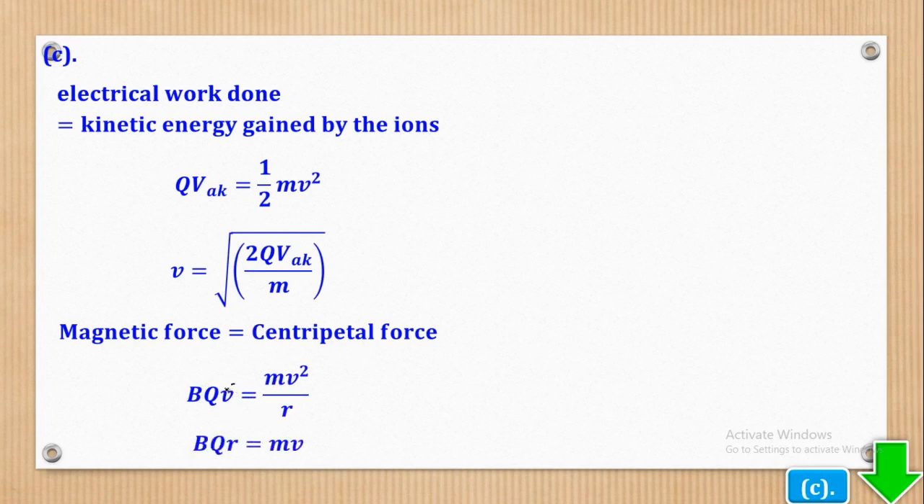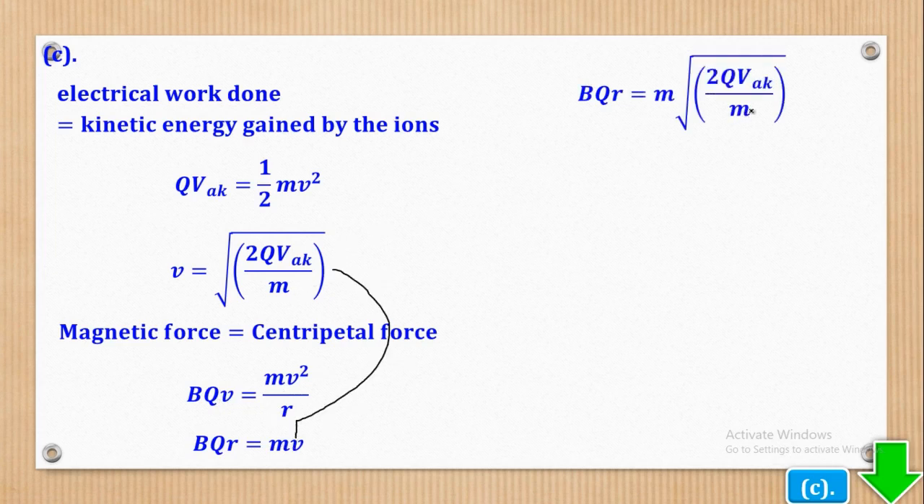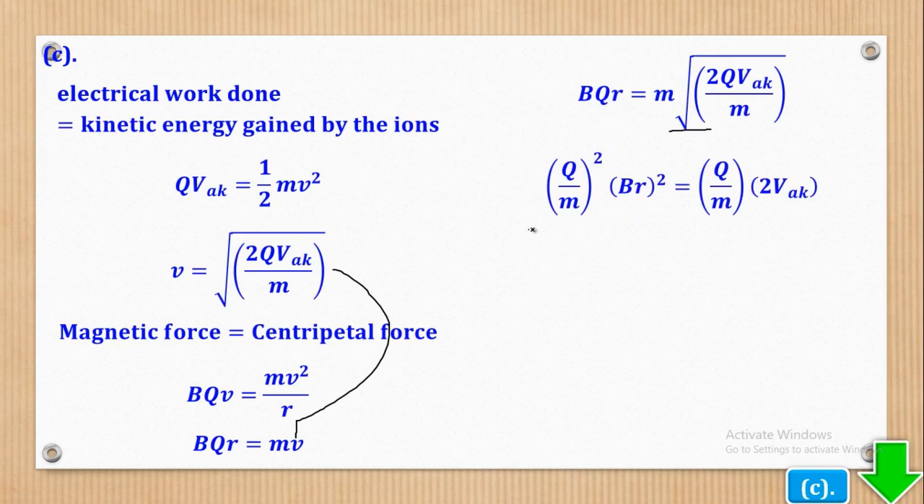Simplify v, you remain with one v here. Then take this r this side to come with BQr equal to mv. When I substitute for v, remember v is that, so put it here to come up with that. So to remove the square root, I have to square both sides. I'll come up with that.